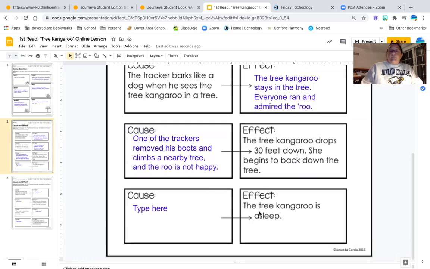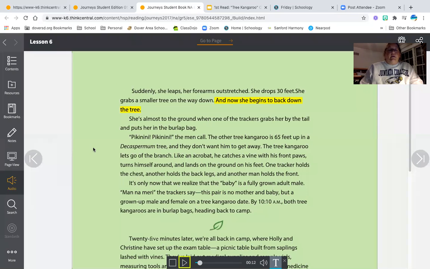So the next one we have to look for, the effect, the thing that happens because of this event, is the tree kangaroo is asleep. So we're looking for what caused that. The tree kangaroo was asleep. So let's go back to the story and keep reading.